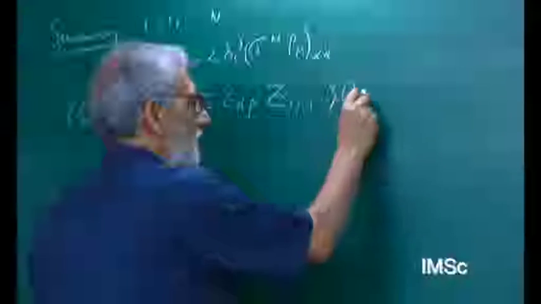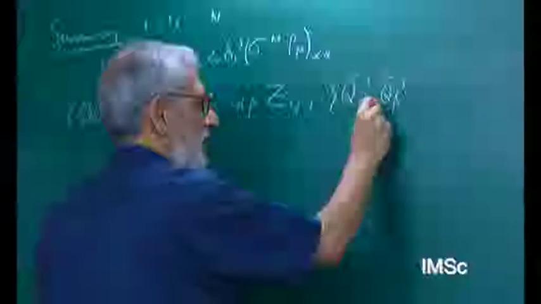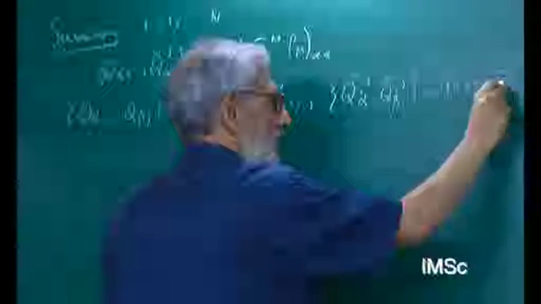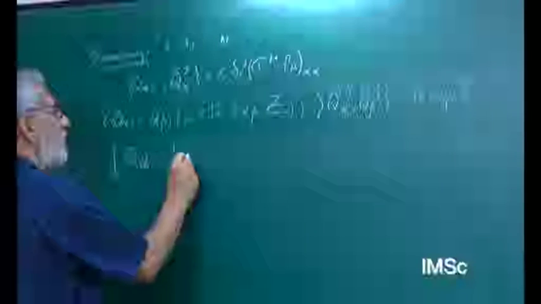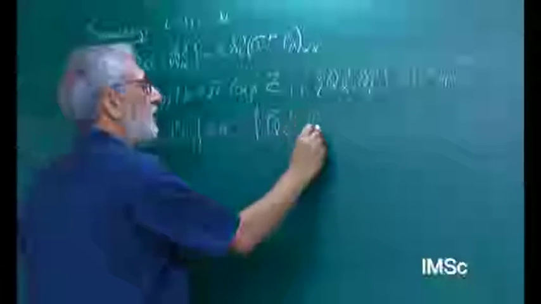And Q bar alpha dot I, Q bar beta dot J is 2 root 2 epsilon alpha dot beta dot Z bar I J. What are the Z's? Scalar charges, central charges. And with other Poincare generators, they satisfy: the commutator of Q alpha I with P mu is 0, and so is Q bar alpha dot I with P mu.